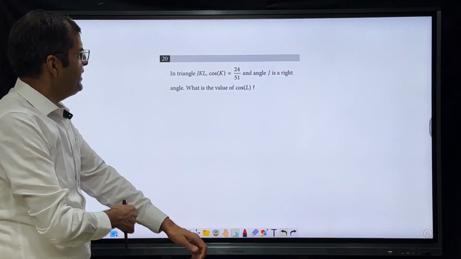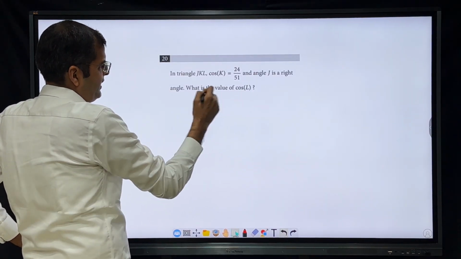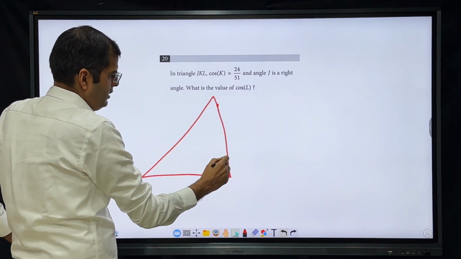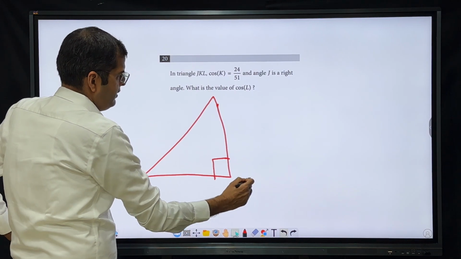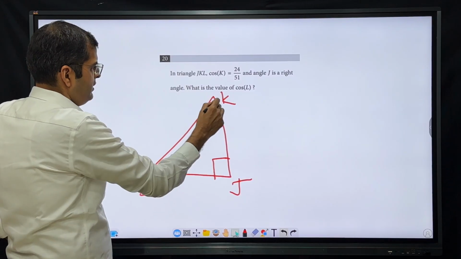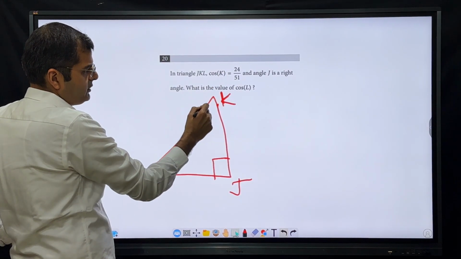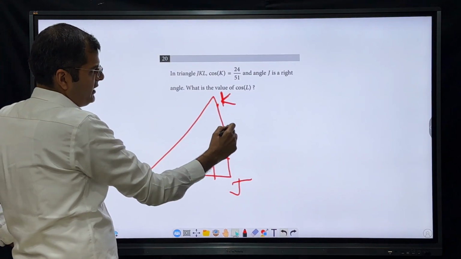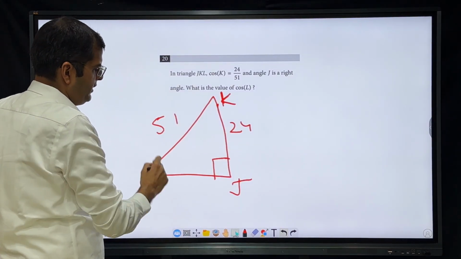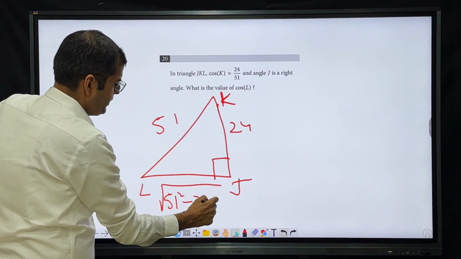It says in triangle JKL, cos K is 24 by 51 and angle J is a right angle, the triangle is right angled. What is the value of cos L? Pretty straightforward question. So this is J, J is a right angle. K is here, let's say L is here. So cos of K is 24 by 51. So cos of K will be KJ upon KL, which is, if this is 24, this is 51. Now LJ will be what? Square root of 51 square minus 24 square.